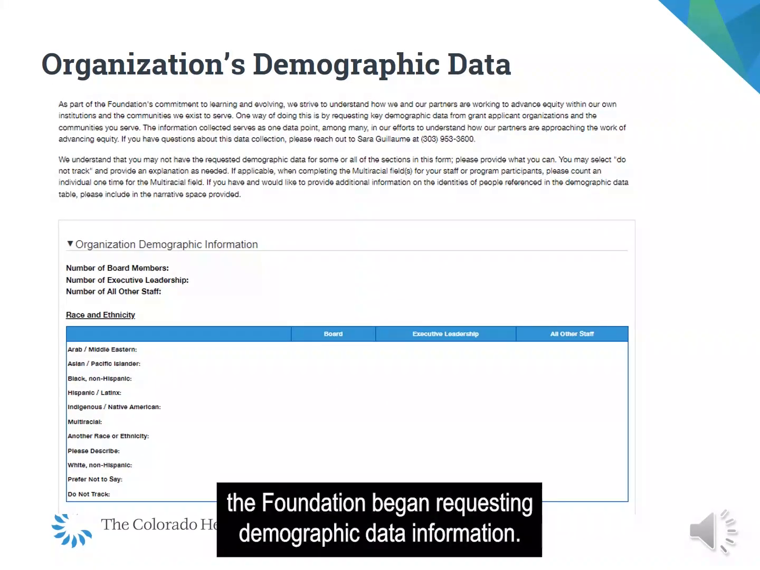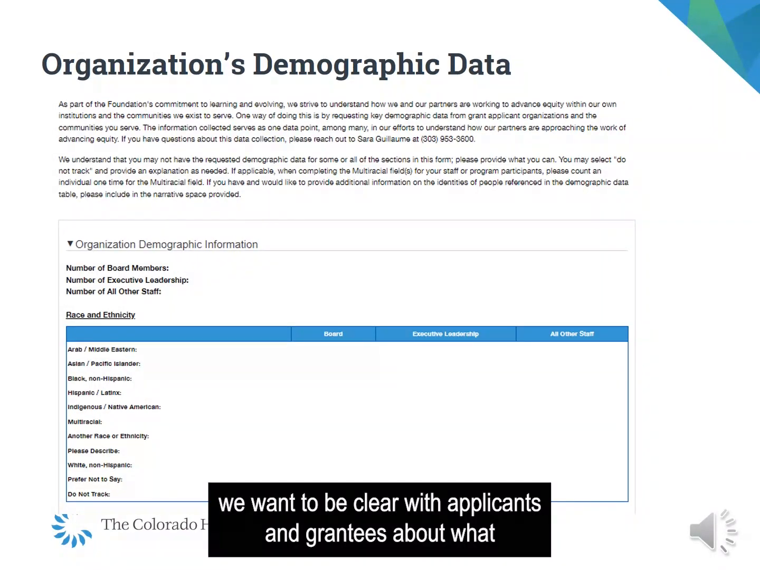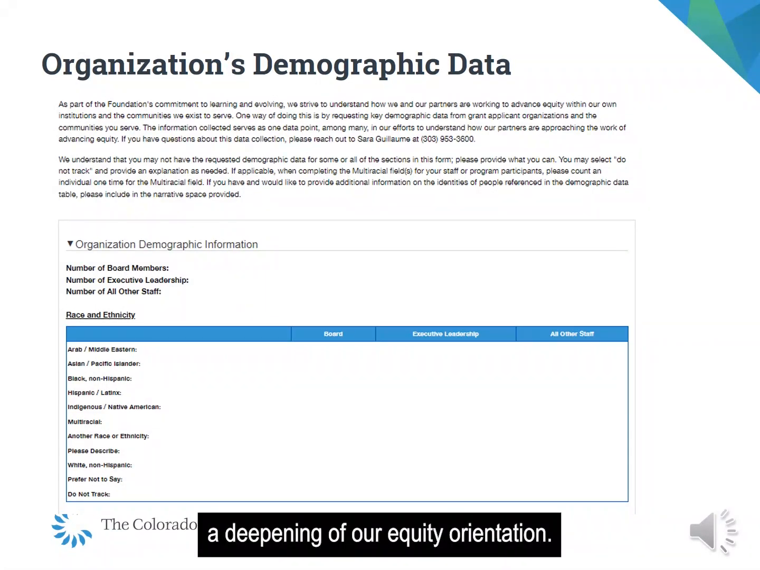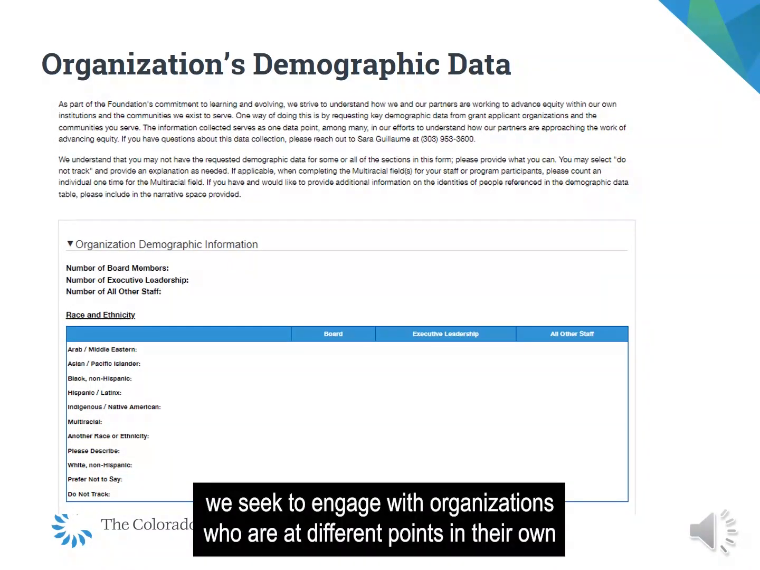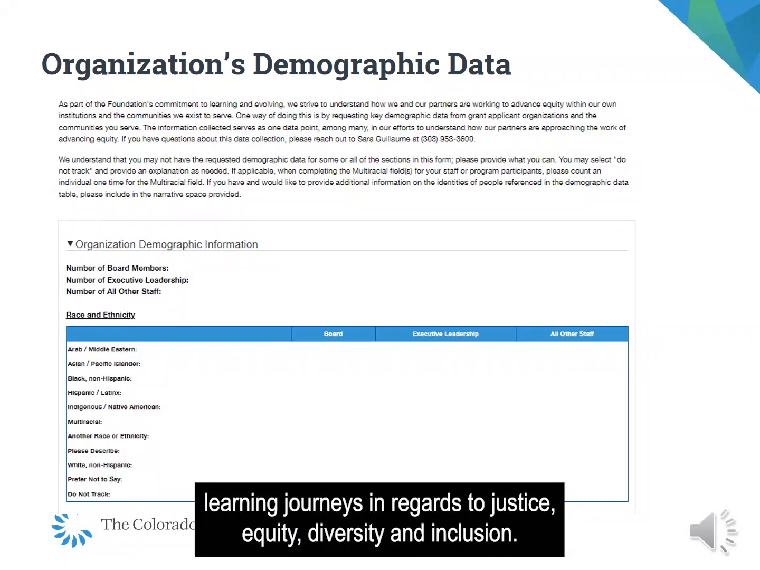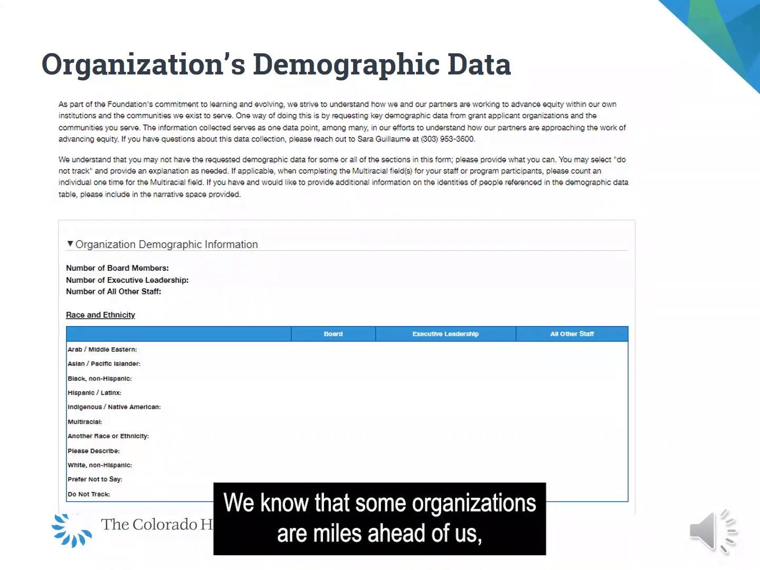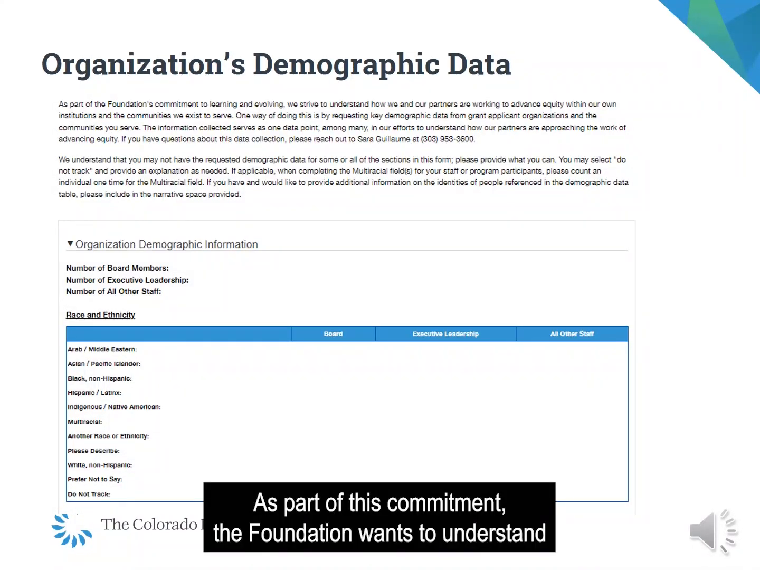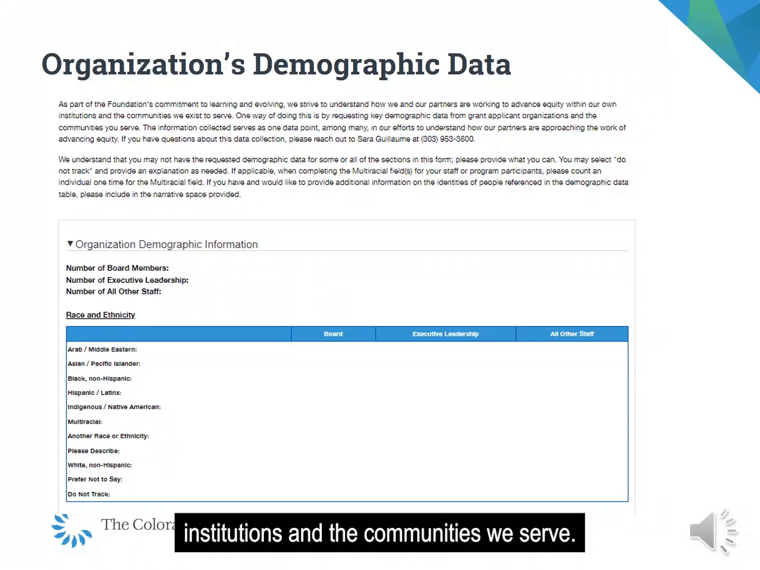Beginning in 2021, the Foundation began requesting demographic data information. As the Foundation continues to center equity in all we do, we want to be clear with applicants and grantees about what we expect from them and what they can expect from us regarding a deepening of our equity orientation. As we work to advance health equity across Colorado, we seek to engage with organizations who are at different points in their own learning journeys in regards to justice, equity, diversity, and inclusion. We know that some organizations are miles ahead of us, while others are just starting this important work. As part of this commitment, the Foundation wants to understand how we and those we work with are advancing equity within our own institutions and the communities we serve.